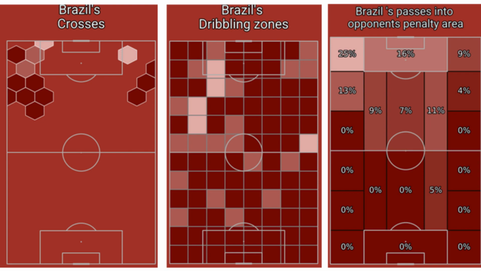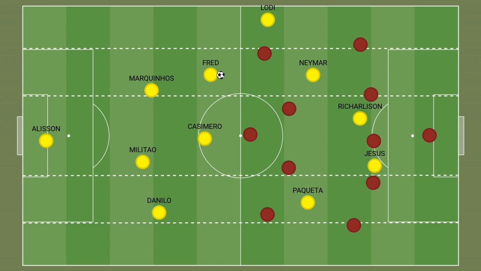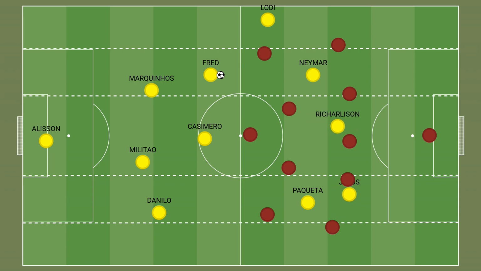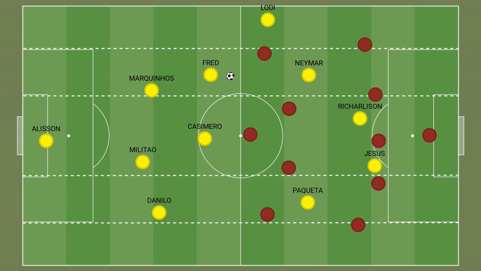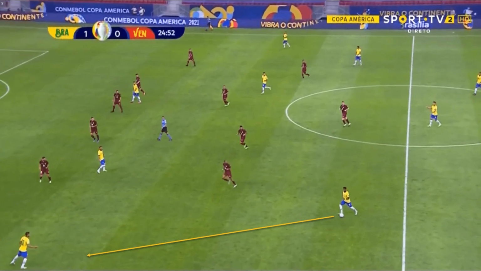But the image shows Brazil's tendency to attack down the left flank, with the majority of crosses, dribbles and passes in the penalty area coming from that side. Richarlison's willingness to run behind the defence line played a big part in this tactic, as it allowed Neymar to come deeper to get the ball, while also providing a target for Lodi and occasionally Fred to try and find with crosses from the deeper areas, as we can see in this situation here.